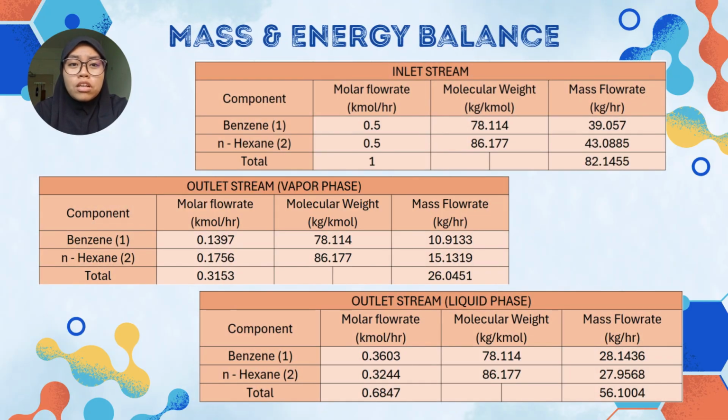Now let's look at the total mass flow rate, where we converted the molar flow rate into mass flow rate using molecular weights. For the inlet stream, the total mass flow rate is 82.1455 kg per hour. And looking at the outlets, the sum of both outlet streams together is equal to the inlet mass flow rate, which is 32.1455 kg per hour.